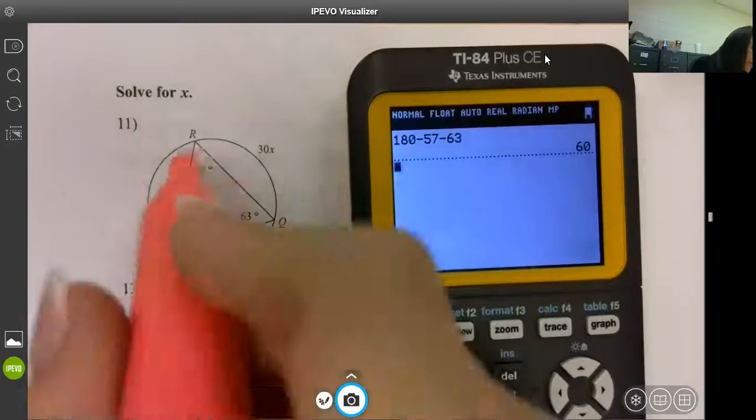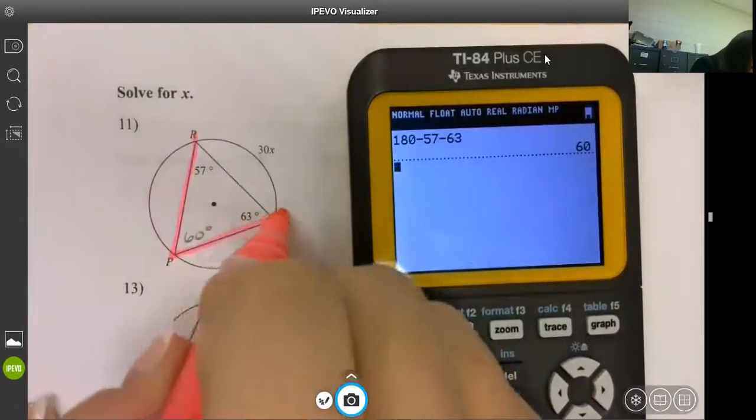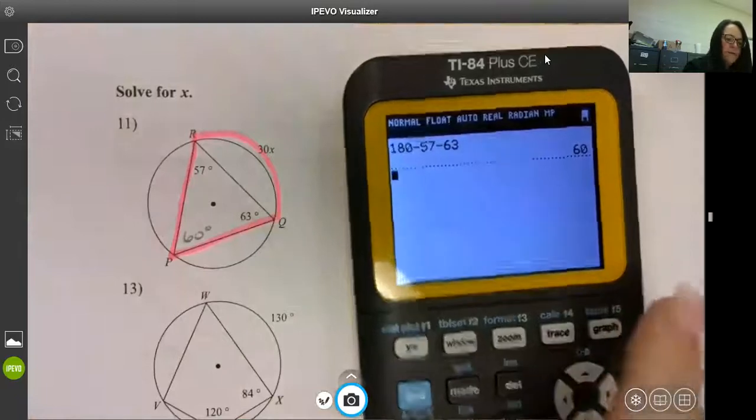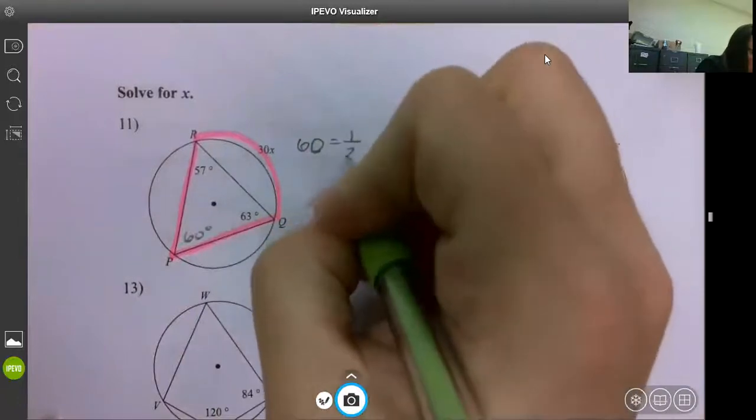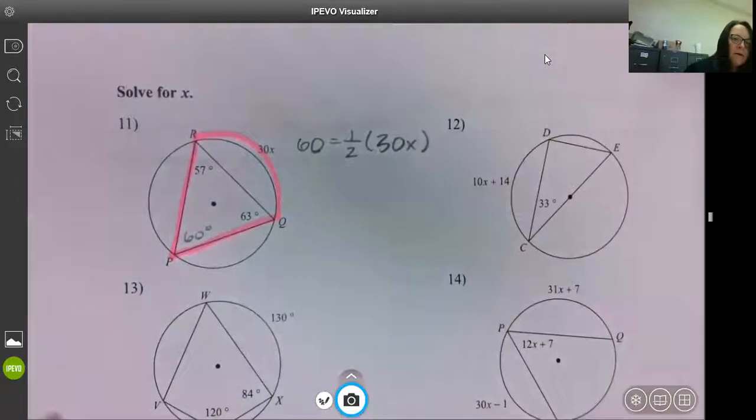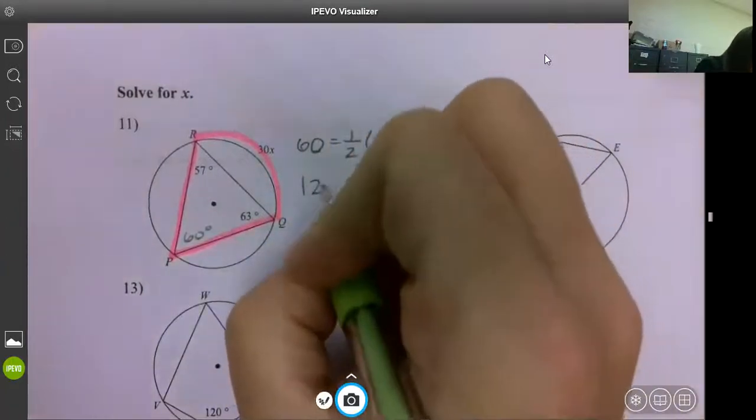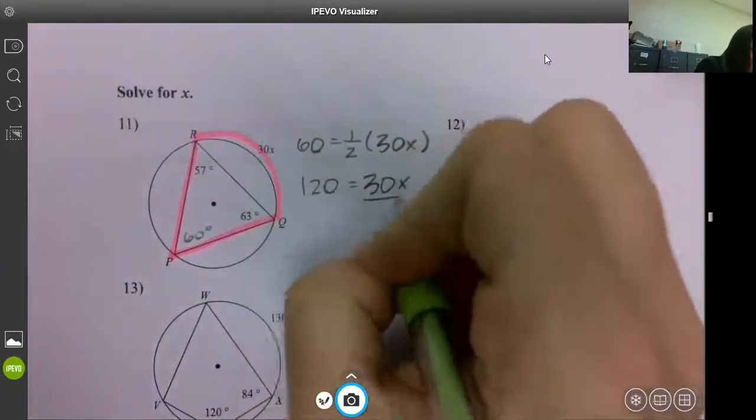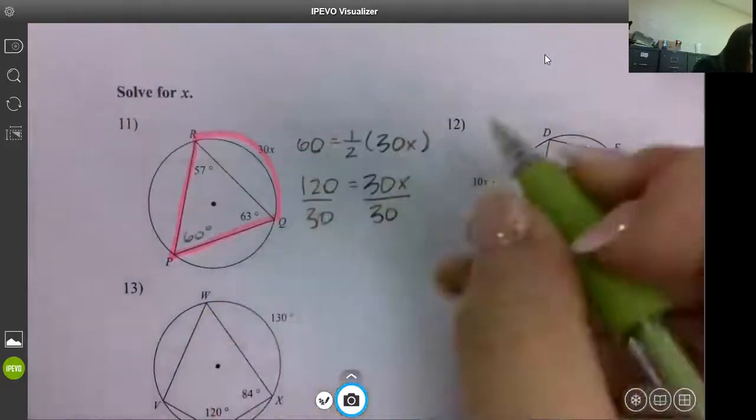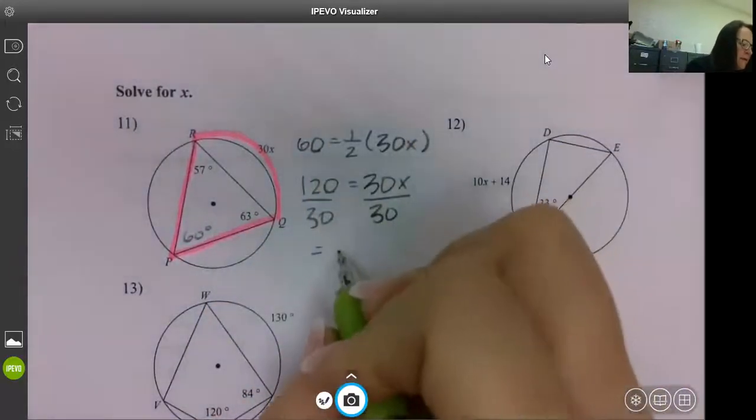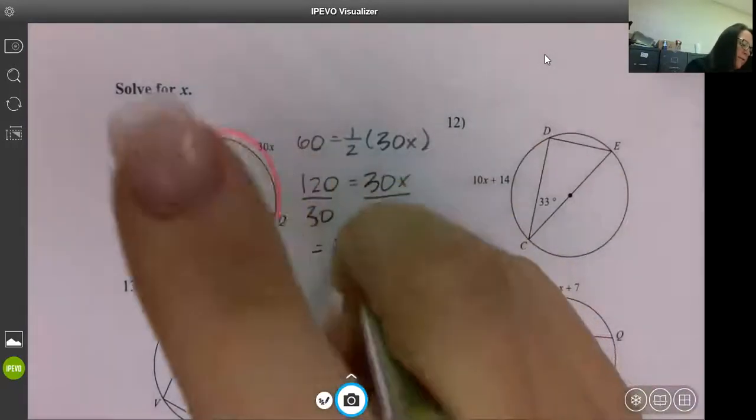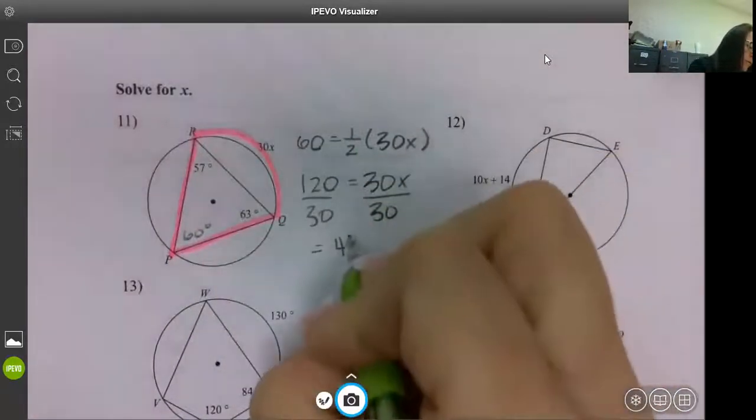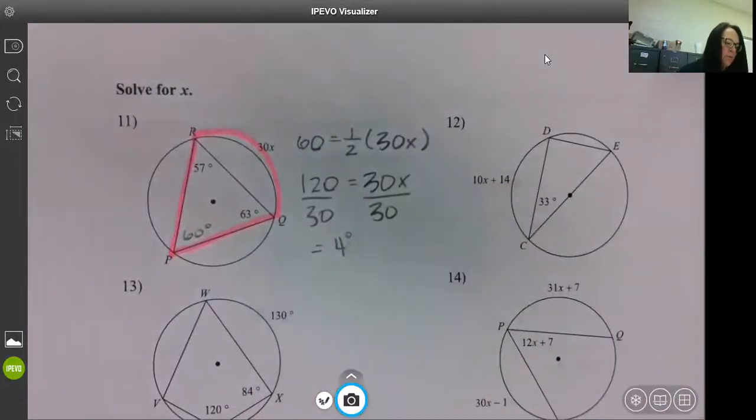And now I know that the angle is half the arc. So one more time, the angle is half the arc. We're going to multiply 60 by 2, so we get 120 equals 30x. And then we divide by 30 and we get 40. I'm sorry, 4. Too many zeros, sorry. We get 4. So x is 4.